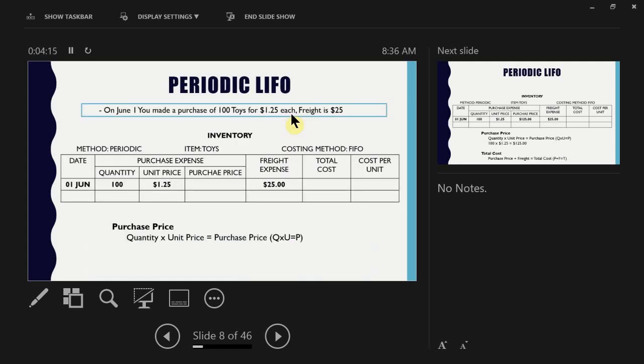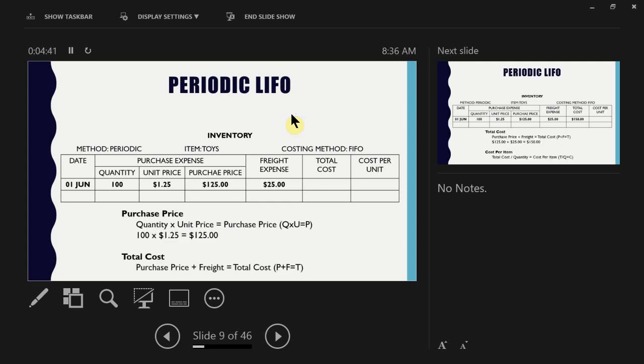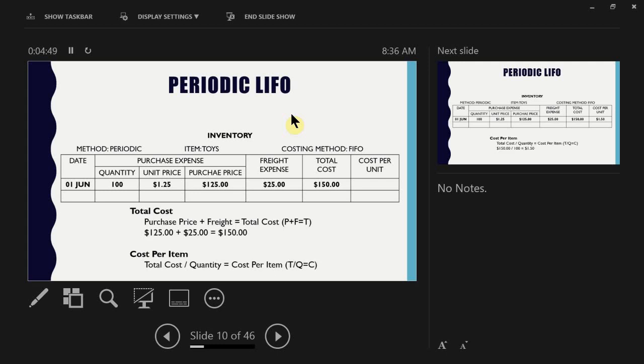So with that being said, the first thing that we have here is the 100 items that were bought at $1.25 with the freight cost of $25. So again, same thing as yesterday. The purchase price is going to be your quantity times your unit price, which in this case is 100 times $1.25, which gives you 125, okay? Then we add our freight to get our total cost, which is 125 plus 25, giving you 150.